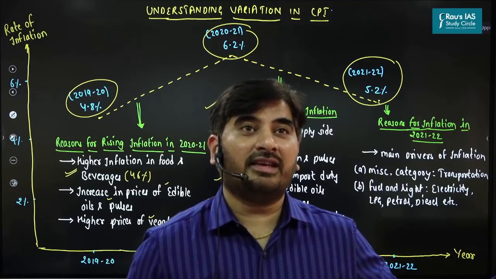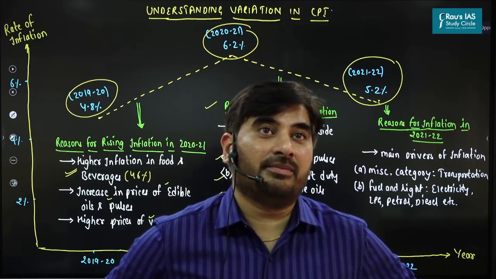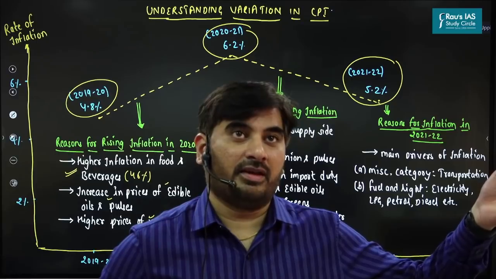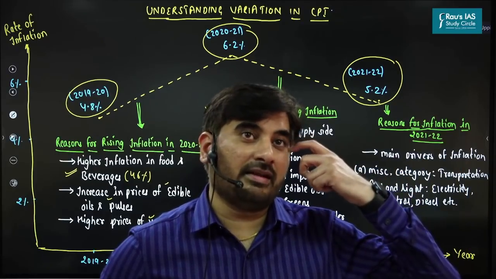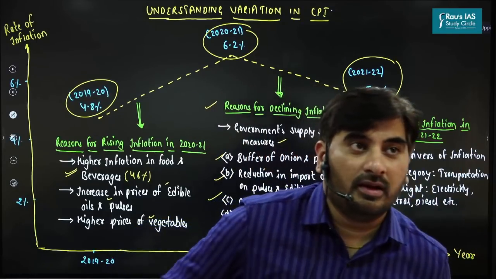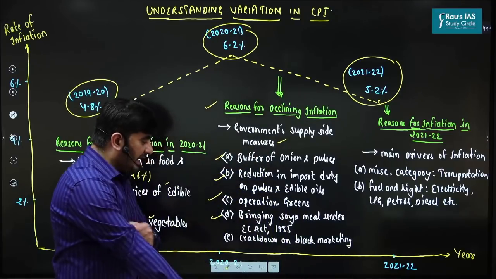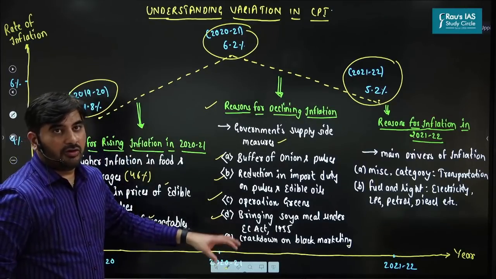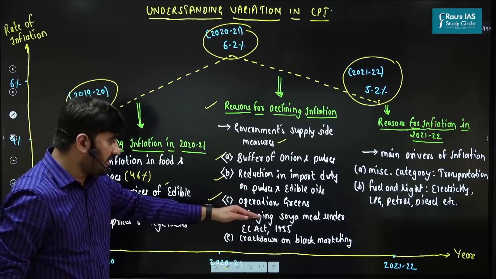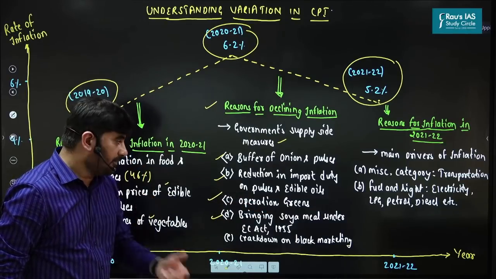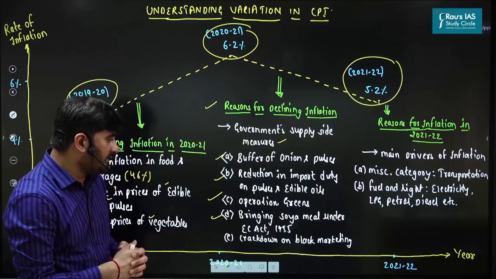Similarly, you have another scheme called Price Stabilization Fund, PSF. The Price Stabilization Fund is implemented by Ministry of Consumer Affairs, whereas Operation Greens is implemented by the Ministry of Food Processing Industry. Then we have brought soya meal under the Essential Commodities Act 1955 in order to check the volatility or the growing prices of soya meal. And we have cracked down on black marketing and hoarding in order to check the volatility in the soya meal.